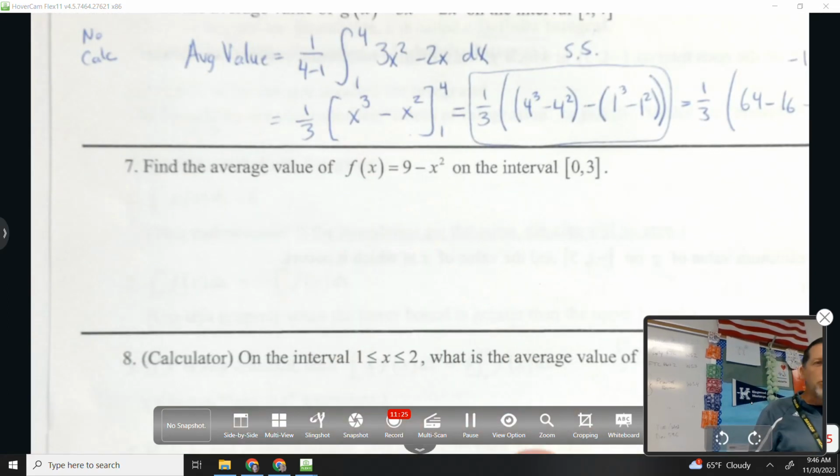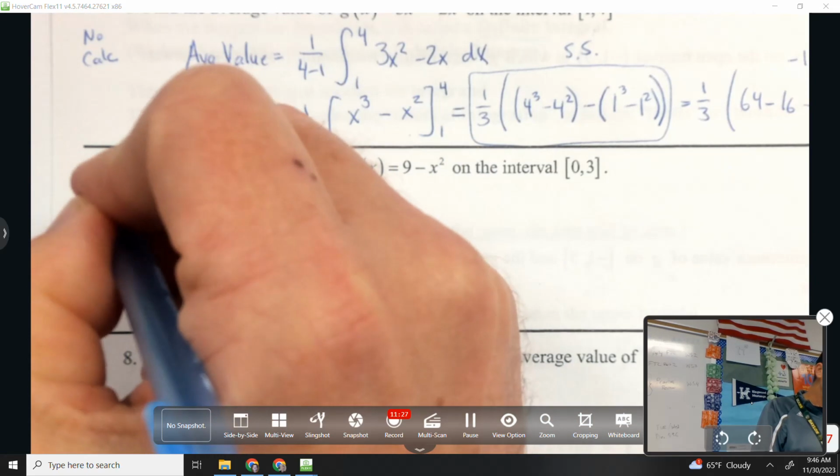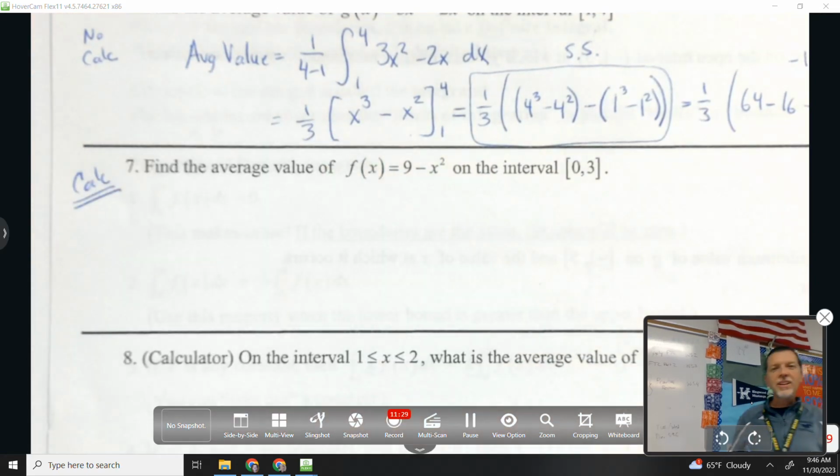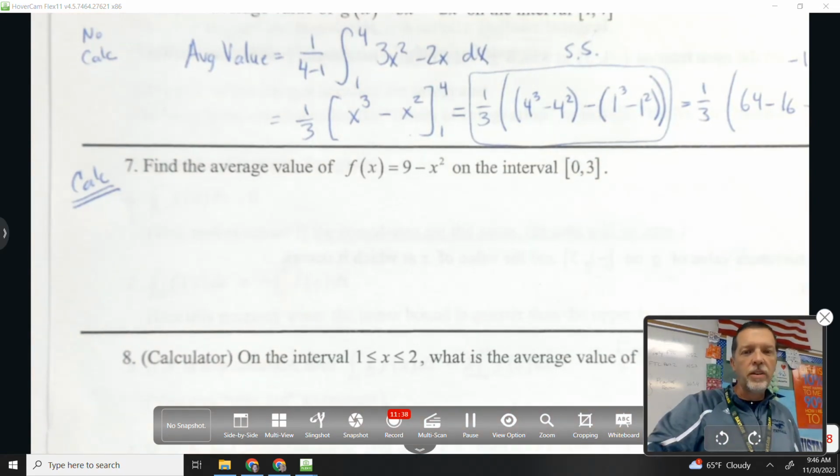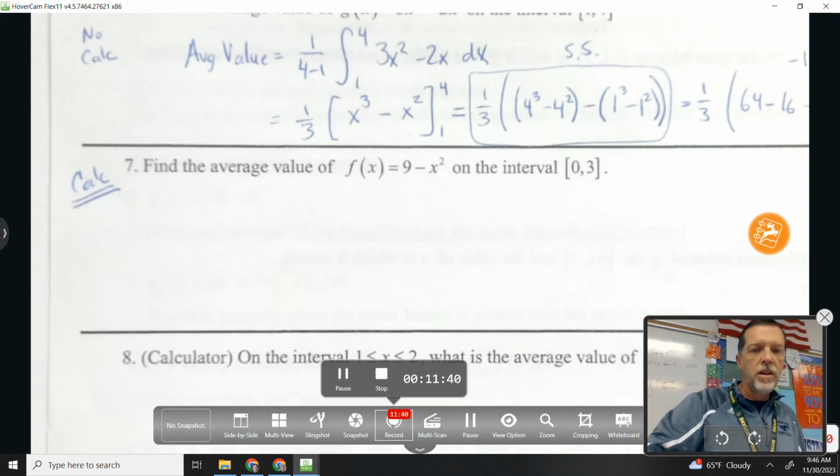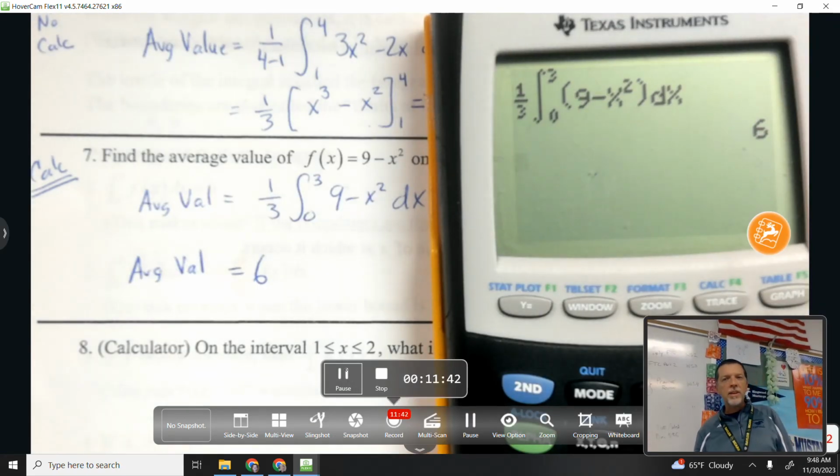All right, why don't you try number 7? But grab a calculator and let the calculator do the hard work for you. I need to see the setup, but then you can go to the calculator to let it do the antiderivative. So type it in the calculator, and you get 6.